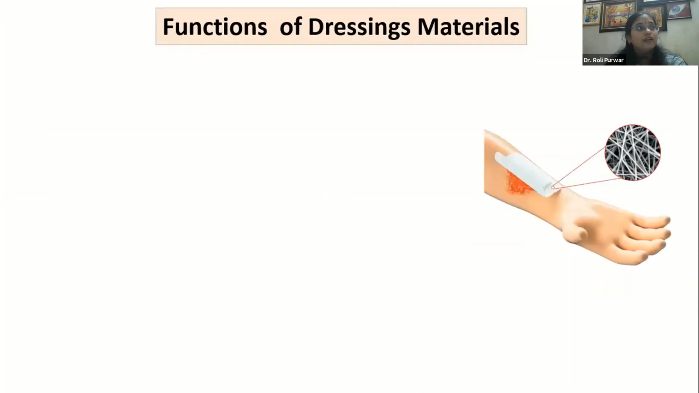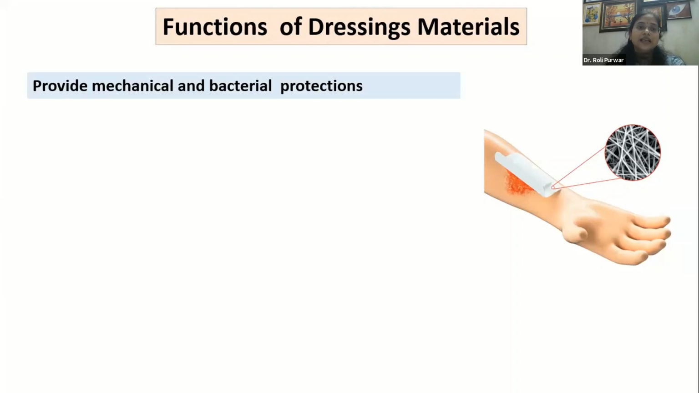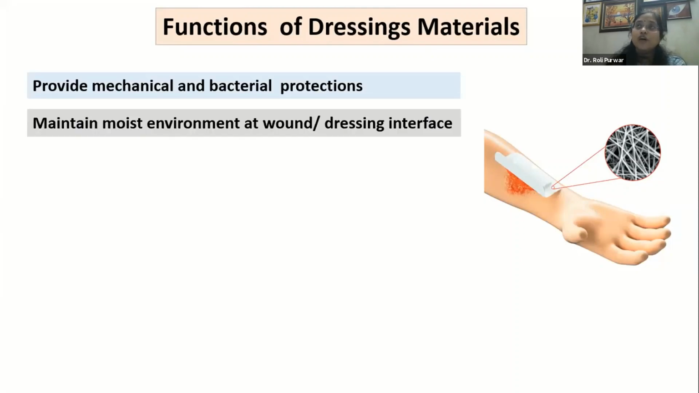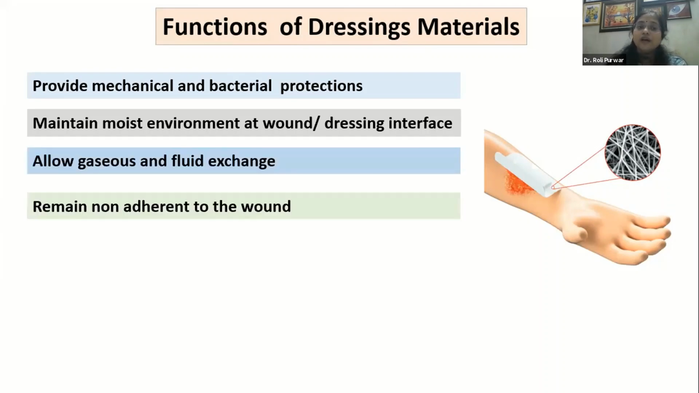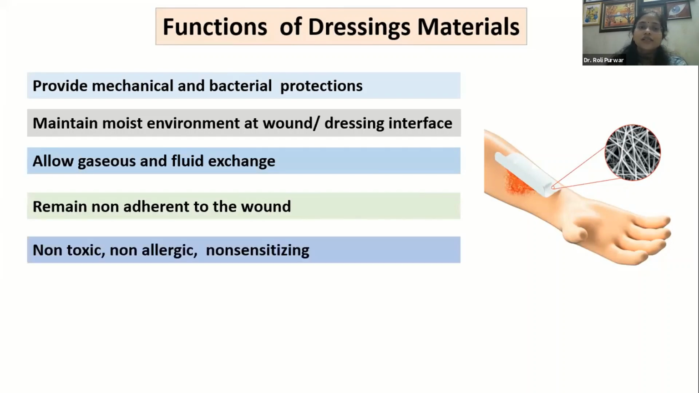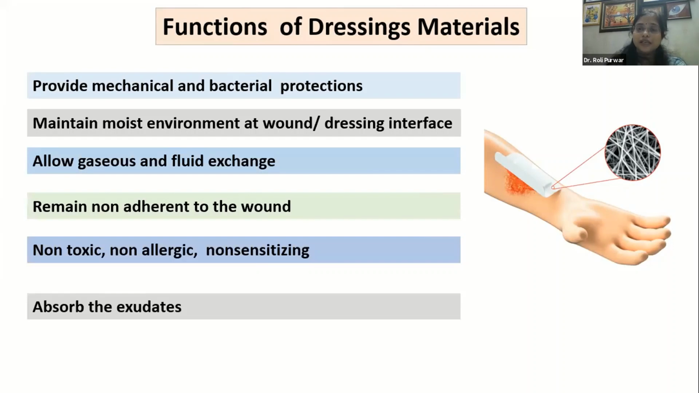Now when we have a wound, we generally have a dressing material. So what are the functions of these dressing materials? They provide mechanical and bacterial protection, maintain a moist environment at the wound-dressing interface, allow gas and fluid exchange, remain non-adherent to the wound, non-toxic, non-allergic, non-sensitizing, and absorb the exudates. These are the major functions we want from any wound dressing material.